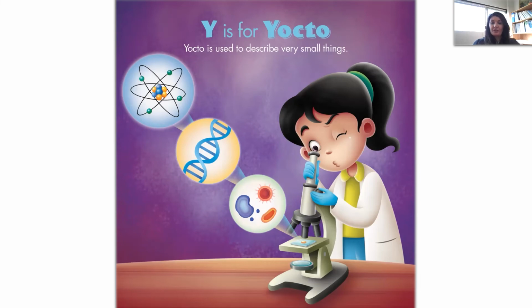Y is for yocto. Yocto is used to describe very small things. It can describe the different particles in an atom. A proton and a neutron are both equal to 1.6 yoctograms.